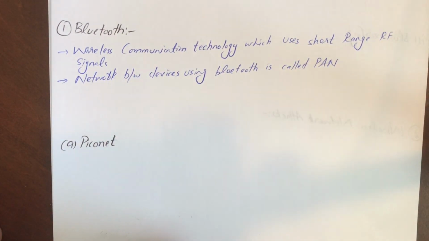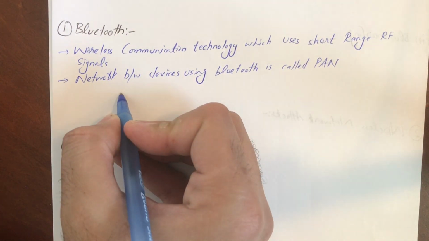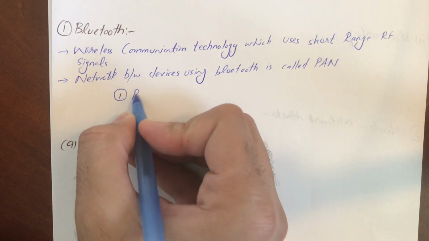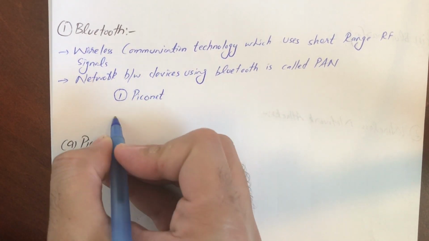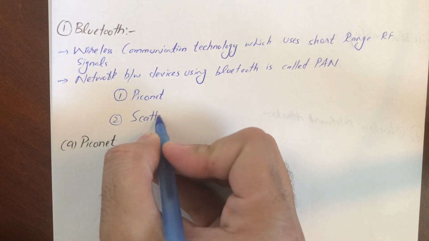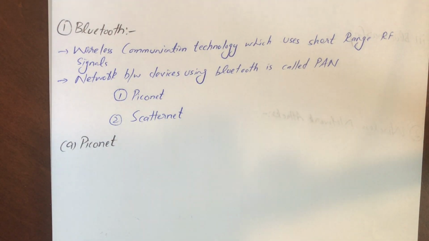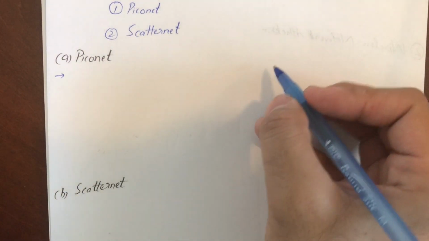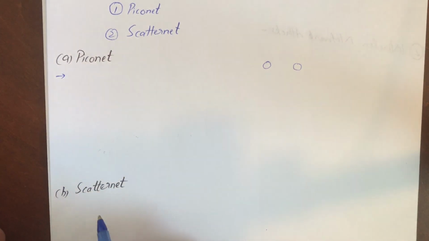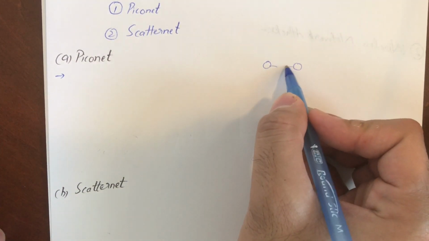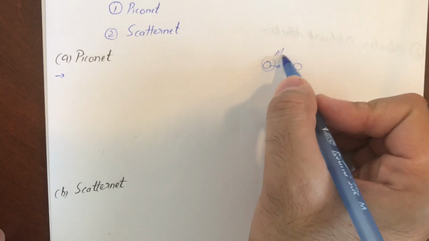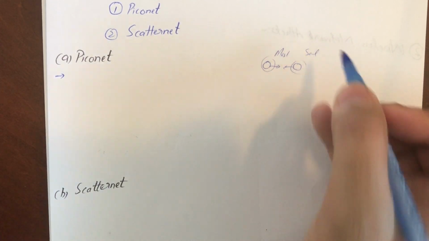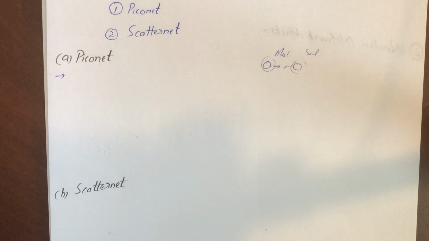is called a PAN, Personal Area Network. And there are mainly two types of topologies in Bluetooth. One of the network topologies is called Piconet, while the second is called Scatternet. Let's talk about Piconet first. When two Bluetooth devices come within range of each other, one device becomes master and the second device becomes slave. Master controls the communication while slave takes instruction.